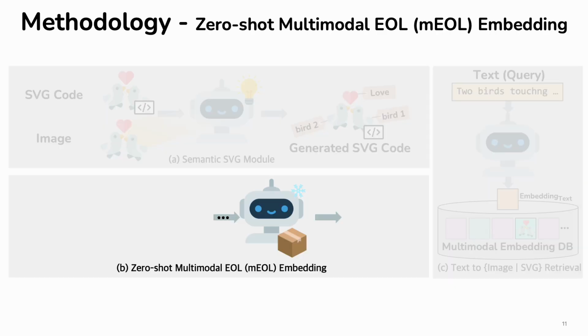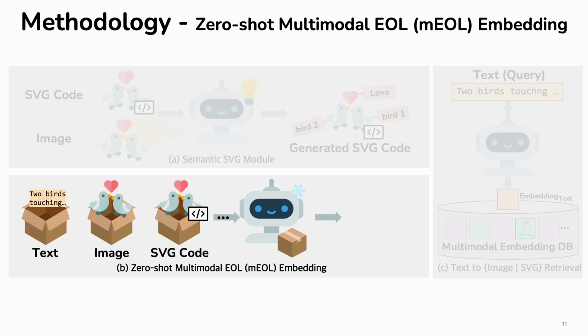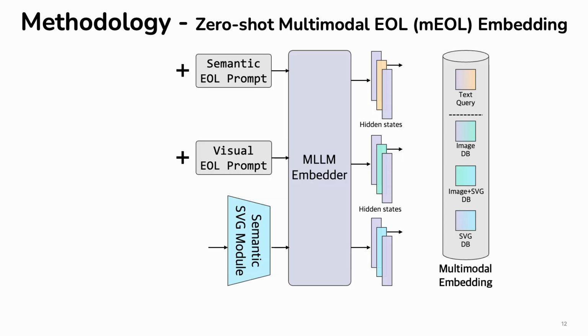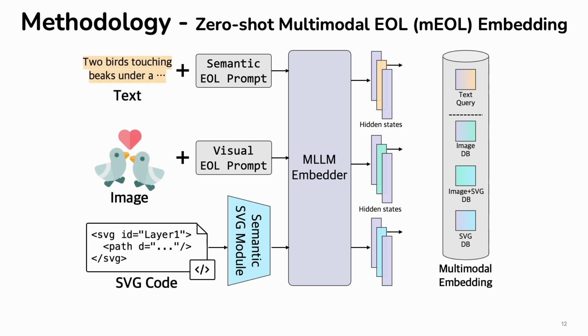Next up is the mEOL embedding. We instruct an MLLM to summarize diverse inputs, be it text, images, or our SVG code, into a single token embedding. We tell it, hey, look at this input and summarize it in exactly one word, by using a specific instruction to summarize in one word. It forces the model to compress everything into a single token. By extracting the hidden states from the penultimate layer of the token, we get a super tight alignment.